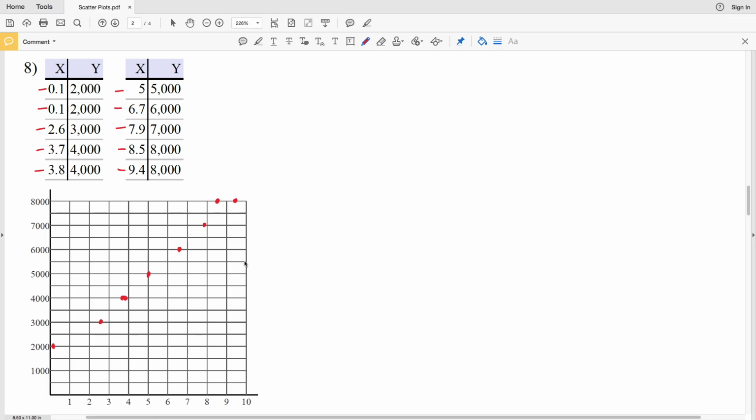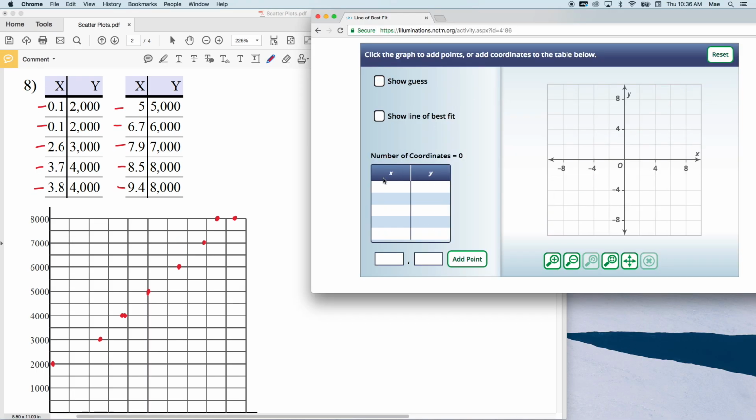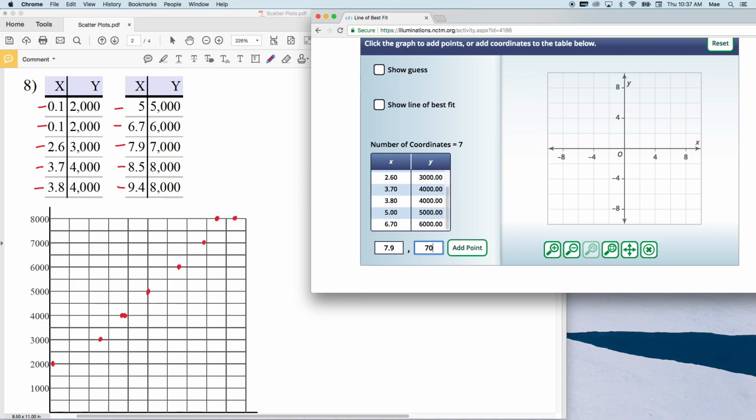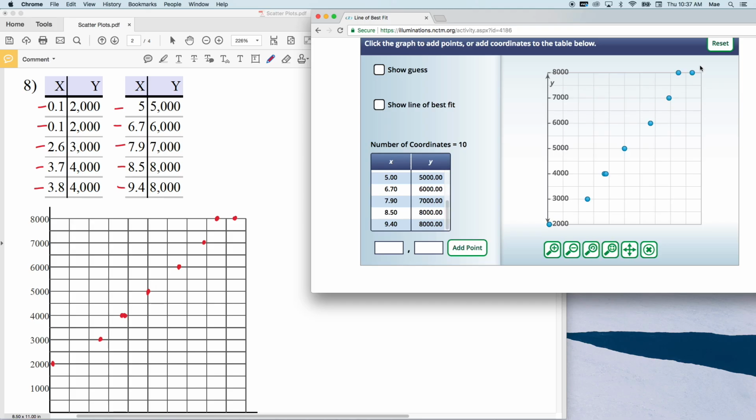So let's put each of these into our online calculator. Resetting from the previous problem, I'll add each of my points. Now again, in order to get the scatter plot to resemble what we have in number 8, I'll just click this button, which focuses our view on the data itself. So there we have our scatter plot.